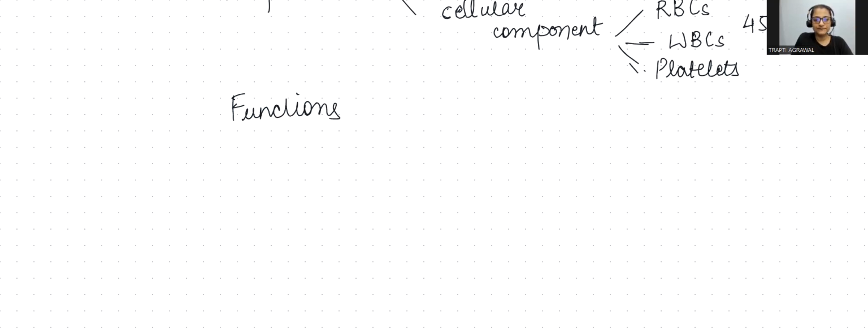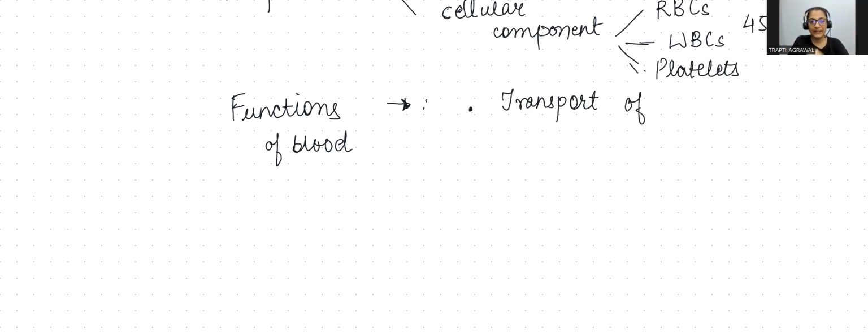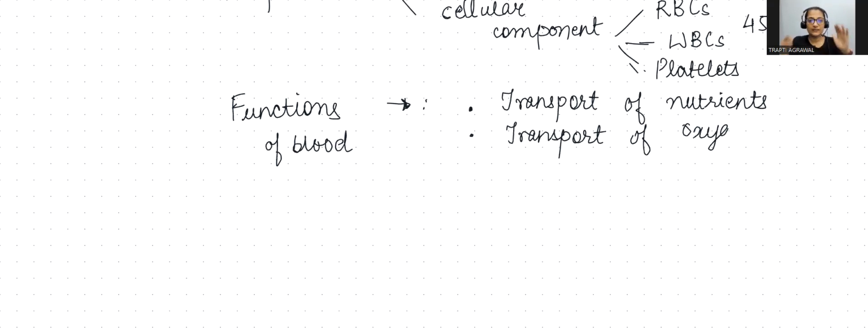Functions of blood. Functions of blood includes the transport of protein, transport of nutrients. The proteins, carbohydrates, fats, all the nutrients, these are actually transported to different parts of our body by the help of the blood. Second is the transport of oxygen, right? Transport of oxygen from the lungs to the different parts of the body.